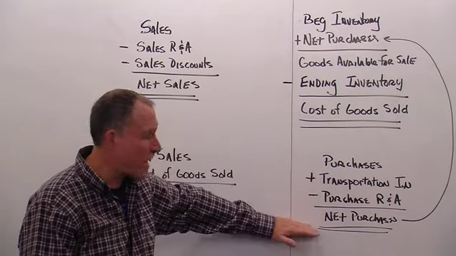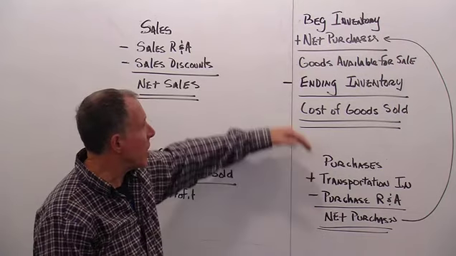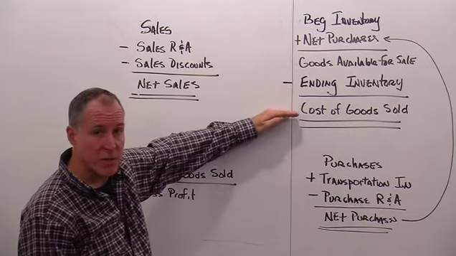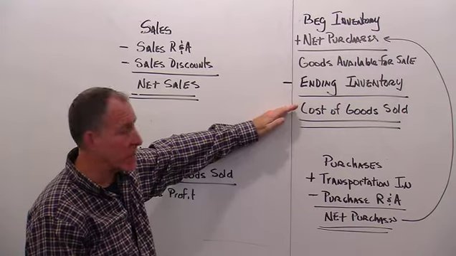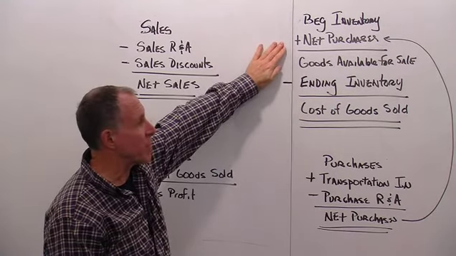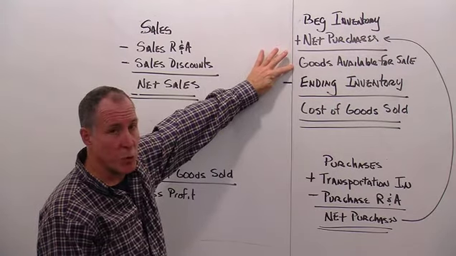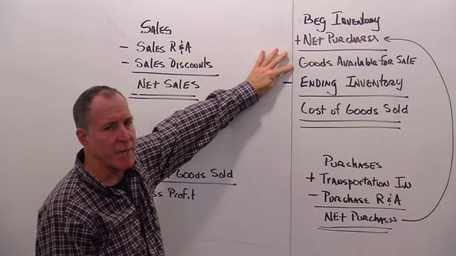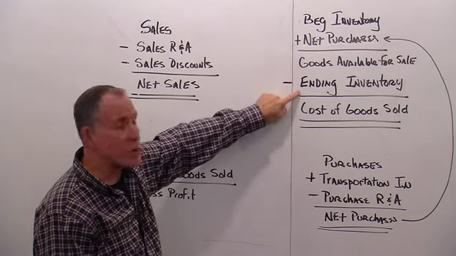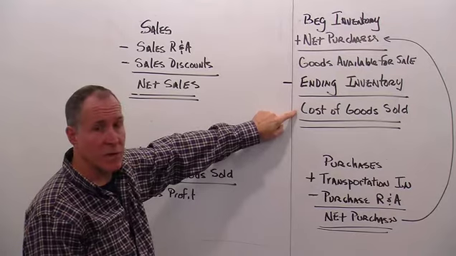That gives us the net purchases. So you need to know what net purchases are, and you need to know that that goes into the calculation of cost of goods sold. Cost of goods sold is beginning inventory plus net purchases. That gives you what you could sell, the total amount of goods you have available. This is what you end with. This then gives you the cost of goods sold.